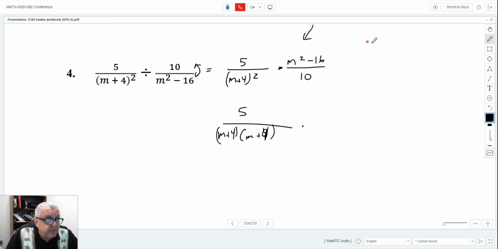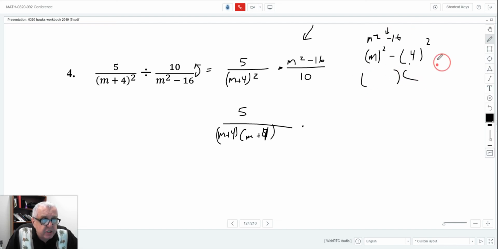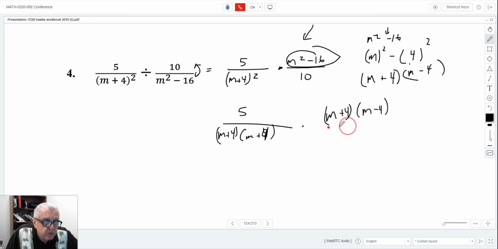This top factors. When you factor two terms, m squared minus 16, you try to square the first term, which is just m, and you put something in parentheses to square it to equal the second term, which is 4. You can only do this if there's a minus between it. So this factors to m and m, 4 and 4, and then always a plus and a minus when you factor two terms like this. So this factors to m plus 4 times m minus 4 over 10. So we factored everything we can.